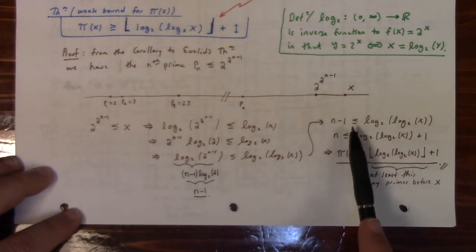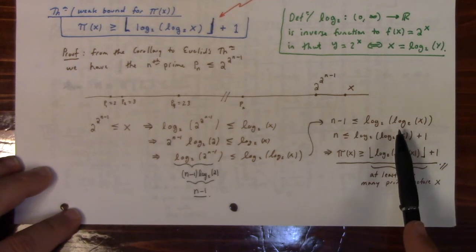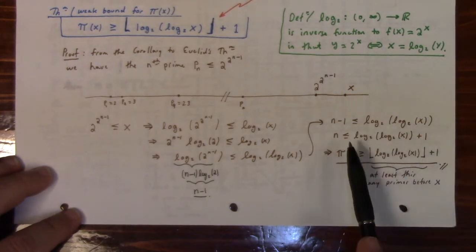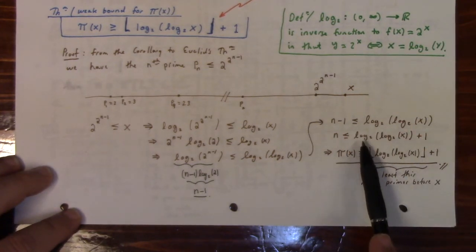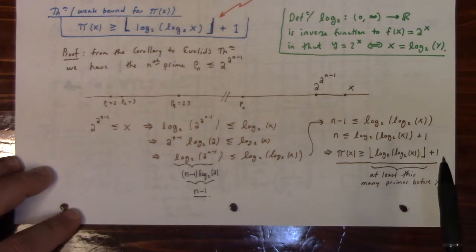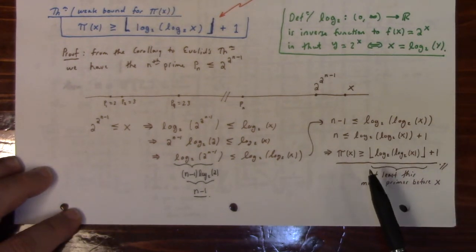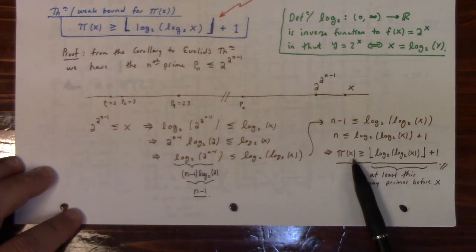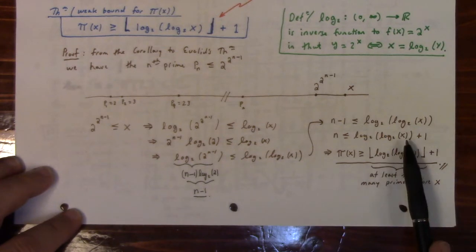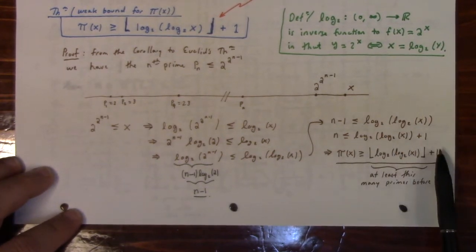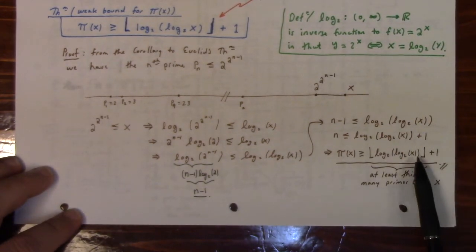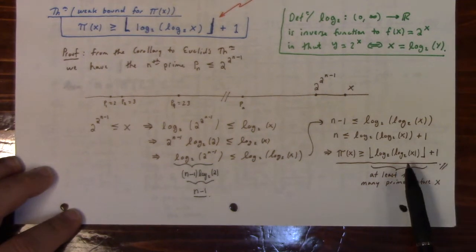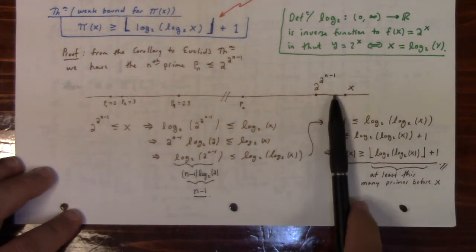So we get n minus 1 is less than or equal to log base 2 of x, which tells you n is less than or equal to log base 2 of x plus 1. If you think about it for a second, that means that the number of primes less than or equal to x has to be greater than or equal to the floor of that function plus 1. You can just keep the 1 outside the floor if you want, whatever.